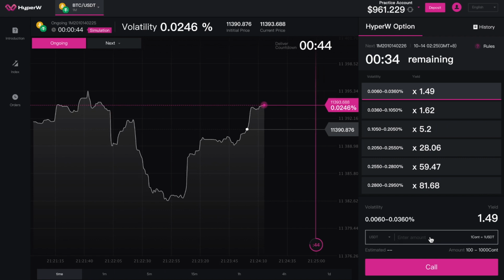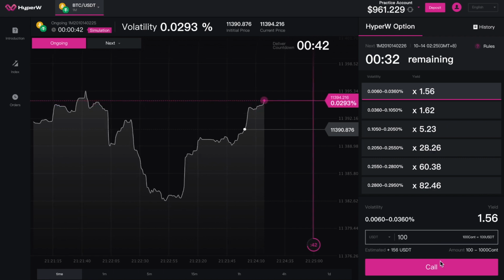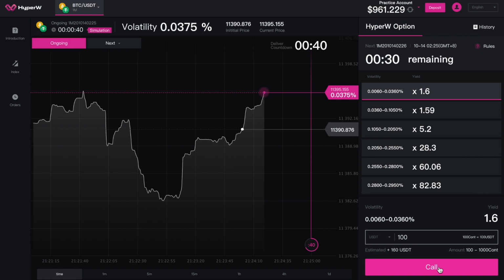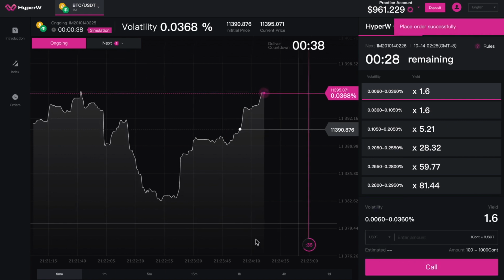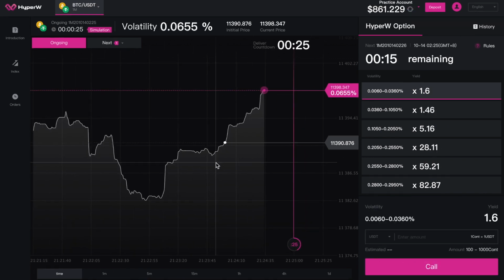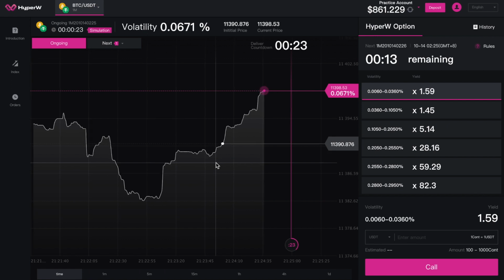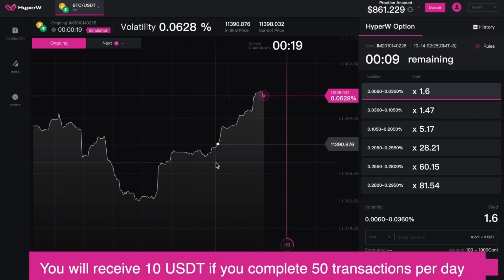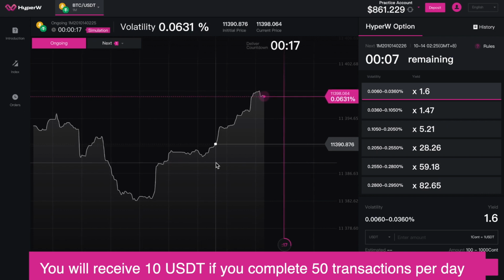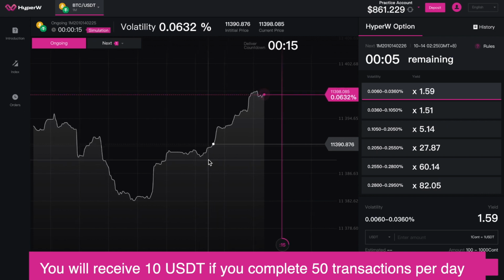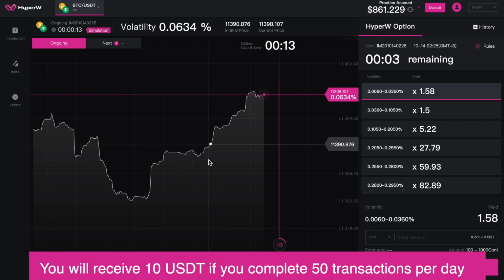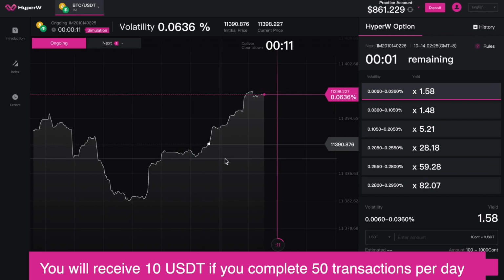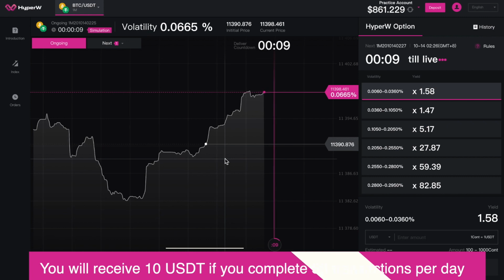First, each participant must make trading transactions within HyperW during the promotion on any of the selected time sessions, 1 minute, 5 minutes or 15-minute trading. After that, the system will automatically calculate the total number of completed trading transactions at the end of the day. And if their number exceeds 50 per day, you will be awarded a bonus of 10 USDT.